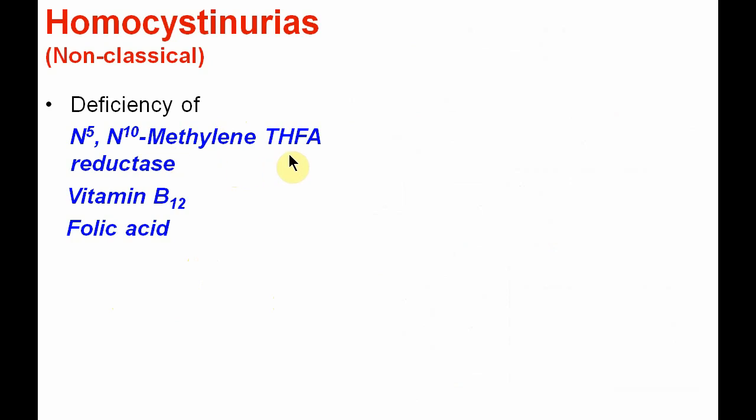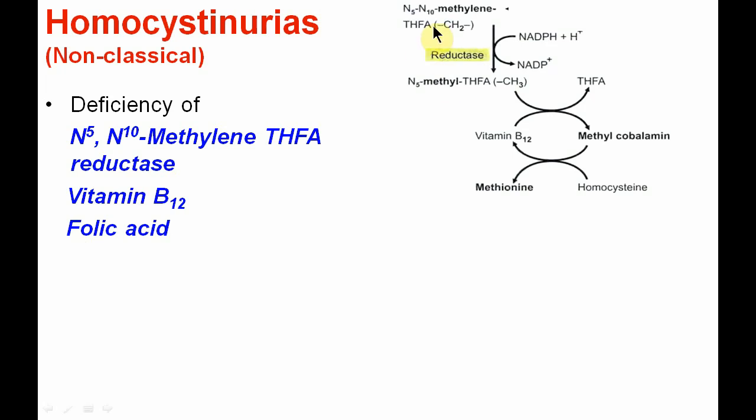Now in the non-classical type, there is deficiency of either N5-N10 methylene tetrahydrofolate reductase, vitamin B12 or folic acid. All can lead to the non-classical homocystinurias. In this reaction, which is very important for the conversion of homocysteine into methionine, the enzyme N5-N10 methylene tetrahydrofolate reductase helps in the formation of N5-methyl tetrahydrofolate, which is required for the reaction that converts homocysteine into methionine through vitamin B12. This reaction we have already discussed under 1-carbon metabolism.